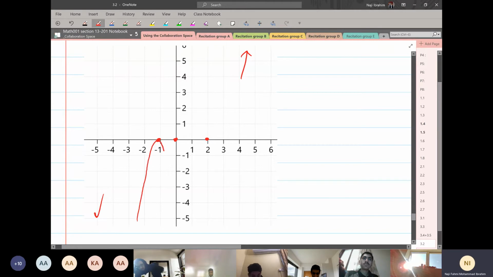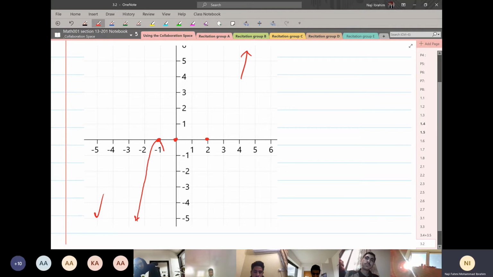Is this a touch or not at -1? Yes. And of course, I'm making the touch from below. Why? Because from the left side, the end behavior is down far left. So I will start my graph from down.